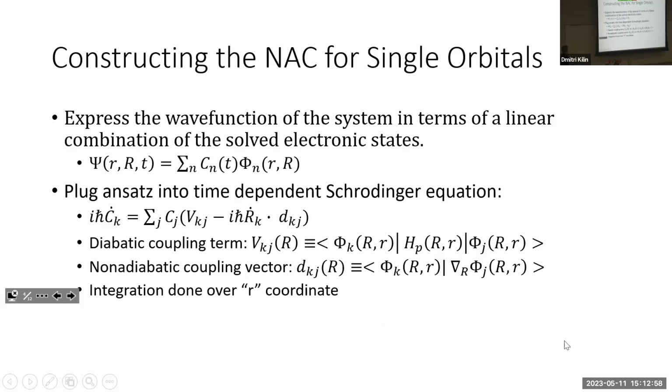So to construct the non-adiabatic couplings for single orbitals, for starters, instead of splitting up the electronic and nuclear degrees of freedom, we're going to express our total wave function as a linear combination of the electronic adiabatic states and some coefficient. And if you put this ansatz into the time-dependent Schrodinger equation, we're going to have our diabatic coupling term, which is this V_K, and the non-adiabatic coupling vector. And that's been explored by Lola.